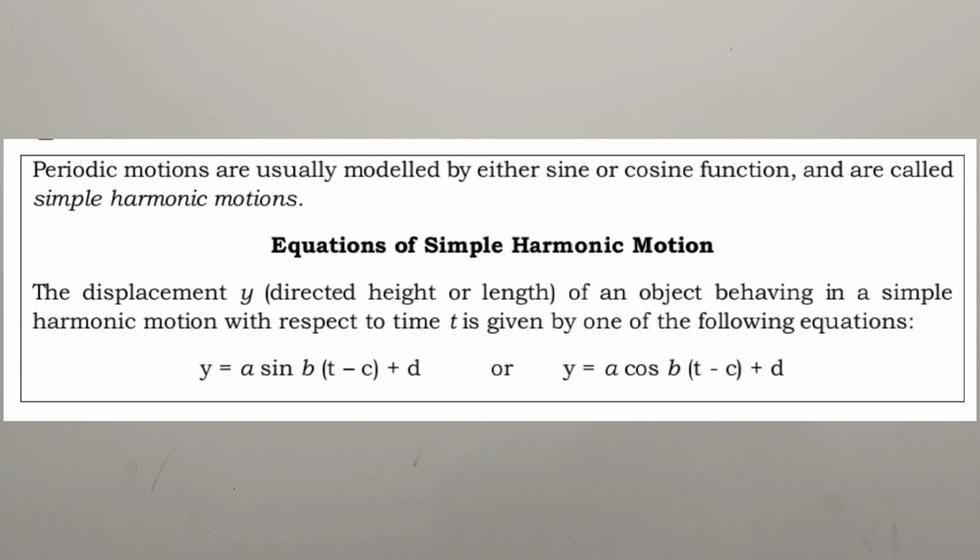The displacement y, the directed height or length of an object behaving in simple harmonic motion with respect to time t, is given by the formula y equals a sine of b times (t minus c) plus d, or y equals a cosine of b times (t minus c) plus d. Every variable in this formula has its corresponding meaning.